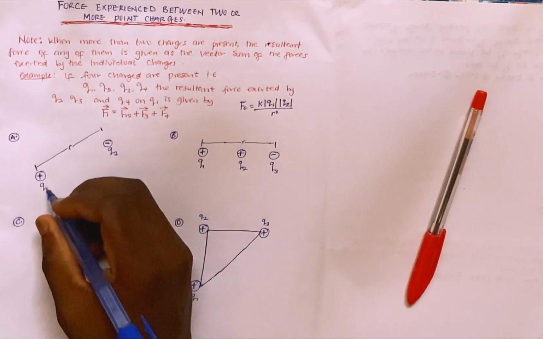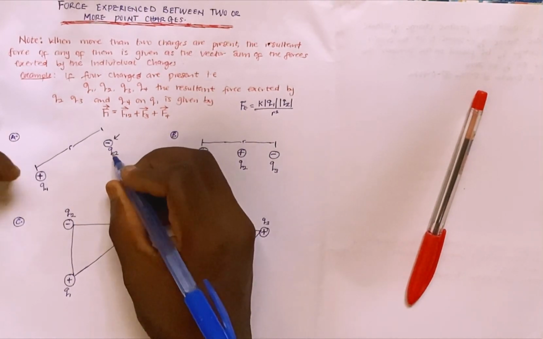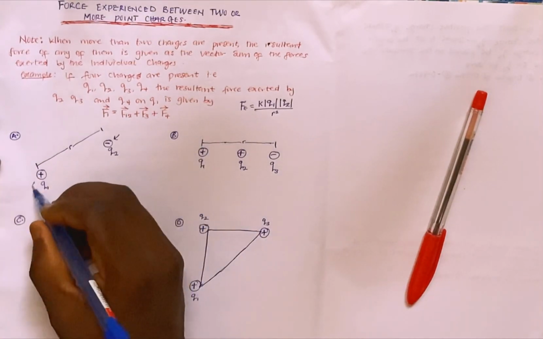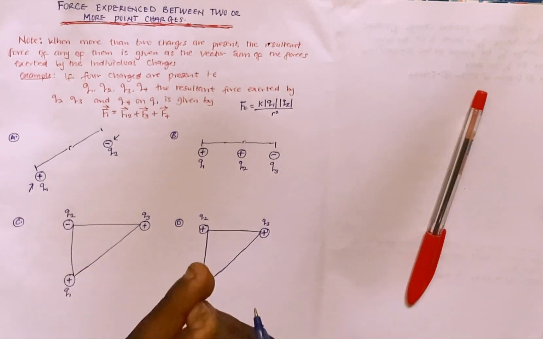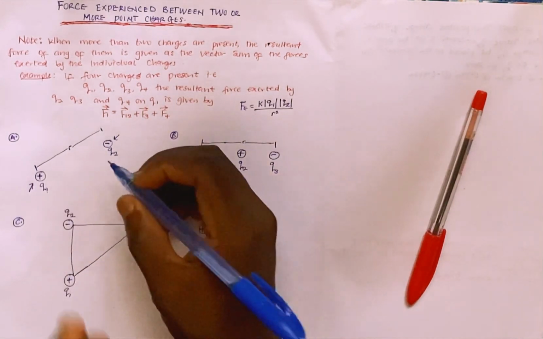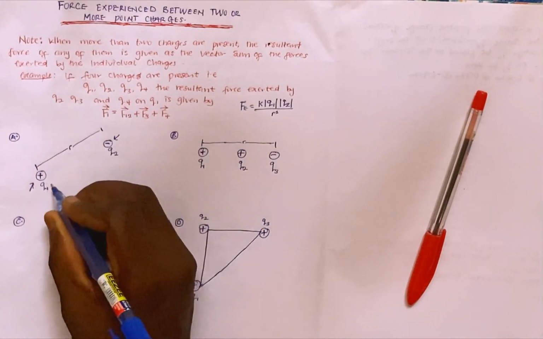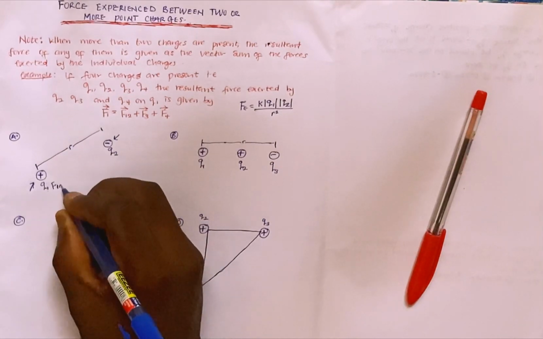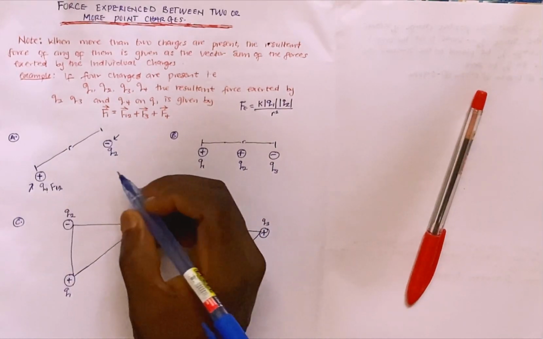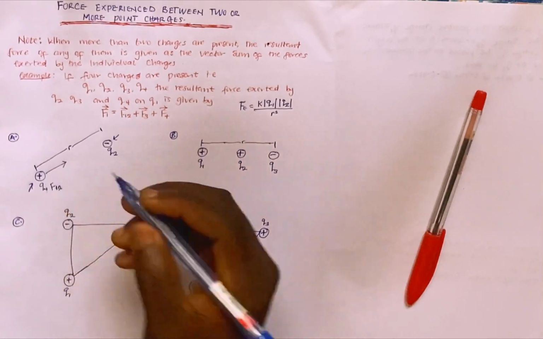The force acting on Q1 is due to the presence of Q2, and Q2 is going to experience force due to the presence of Q1. But luckily, both of them are going to experience an attractive force because the first one is positive and the second one is negative. Now, charge 1 is going to experience force F12 due to the presence of charge 2. The force F12 is going to move towards this direction, because it is an attractive force.